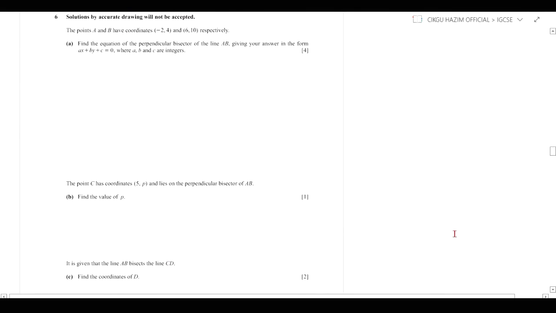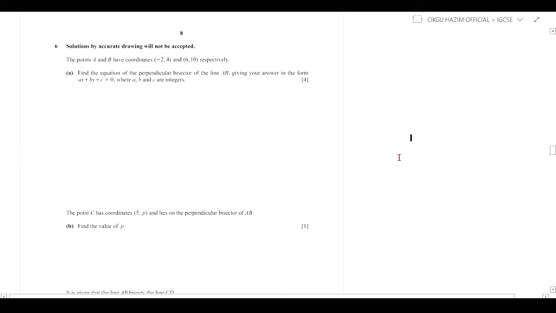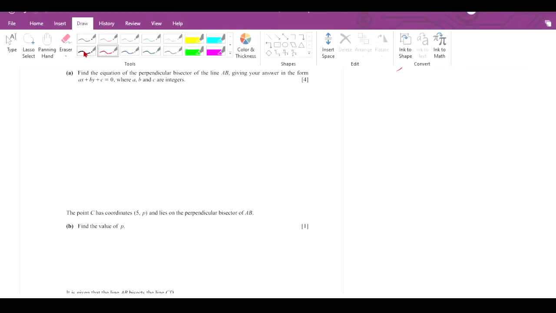Next question, for question number 6 here. Question number 6 is about coordinate geometry. The point A and B have coordinates of negative 2, 4. So A is negative 2, 4 and B is 6 and 10, respectively. Find the equation of the perpendicular bisector of line AB. What does it mean, perpendicular bisector of line AB here?